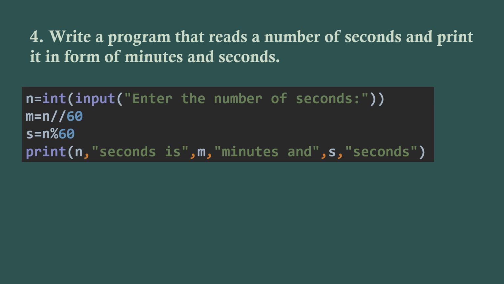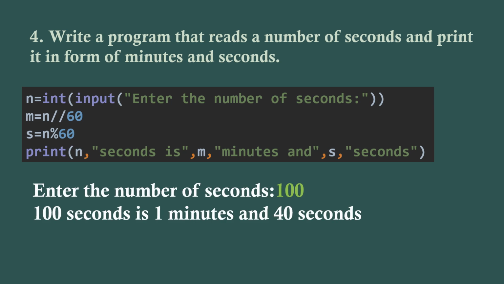Now s is a variable which will store the number of seconds, and here we have used the remainder operator. So n % 60 will give you the number of seconds. So it will print n comma seconds is m, then comma minutes and s seconds. So it will be printed in this form. As you know, whatever is kept within the quotes are the string values, and those kept outside are just the values of those variables, which will be accessed and printed.